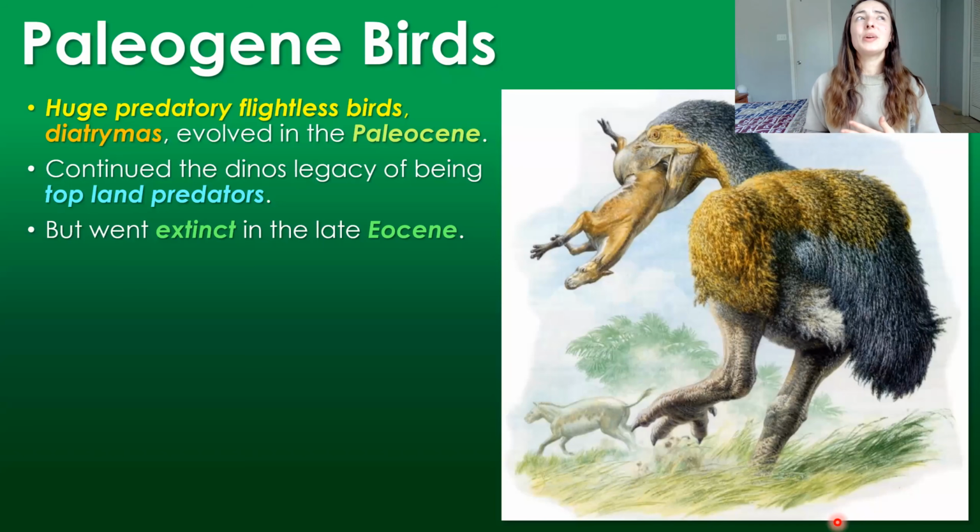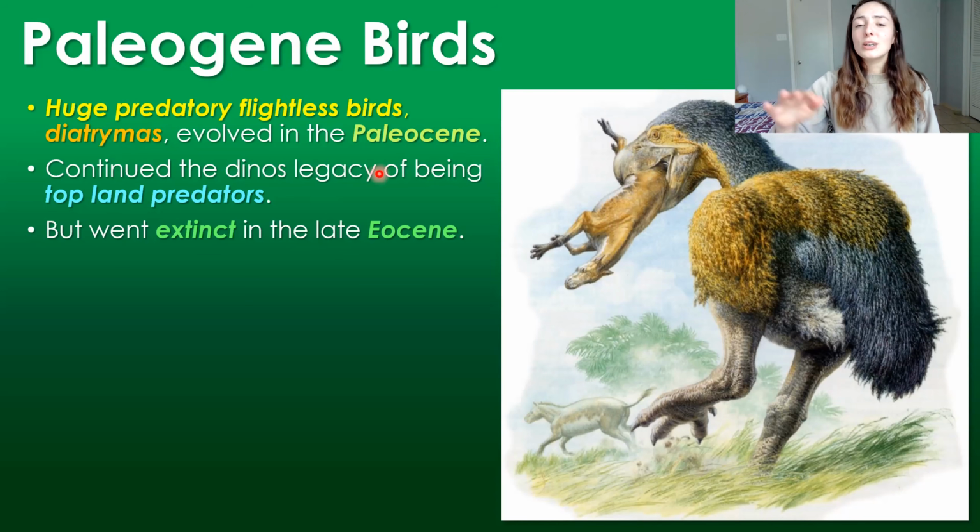But other than walking whales, the real thing that got me while researching for this video was the huge predatory flightless birds. I mean, I don't even have to say anything. You can just look at this picture and be terrified, because that bird right there is picking up a horse. These were called diatrymas, or diatryms. I don't know, but that's how you spell it. And they evolved in the Paleocene.